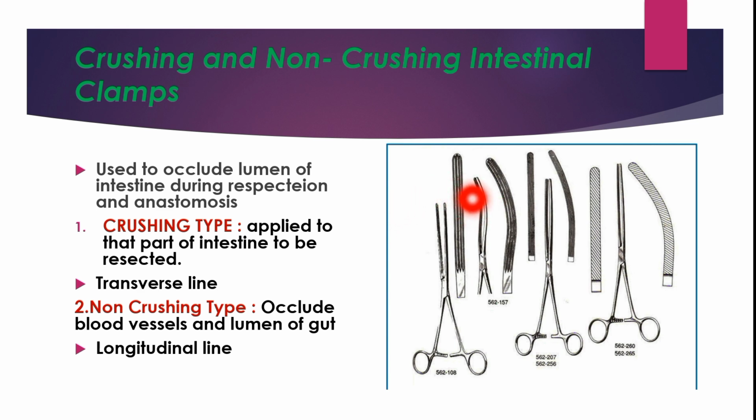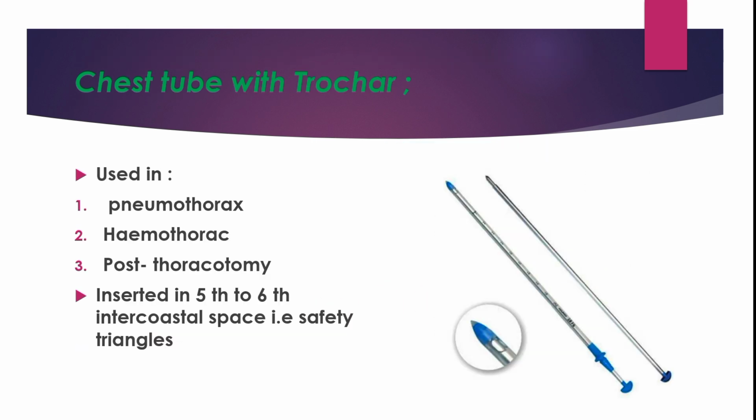These are the intestinal clamps, and they are either crushing type or non-crushing type. And these intestinal clamps are used to occlude the lumen of the intestine during resection and anastomosis. The crushing type are applied to that part of the intestine that is to be resected, and the crushing type of intestinal clamp consists of transverse lines, whereas the second one is the non-crushing type of intestinal clamp. So the non-crushing type is used to occlude the blood vessel and the lumen of the gut, and they are non-traumatic, and they consist of longitudinal lines.